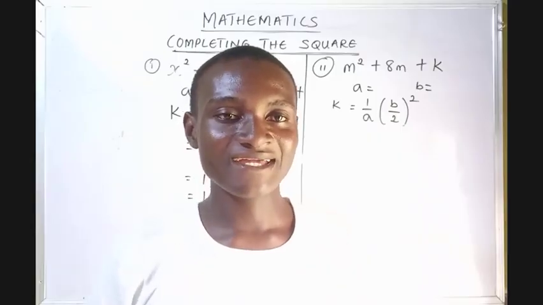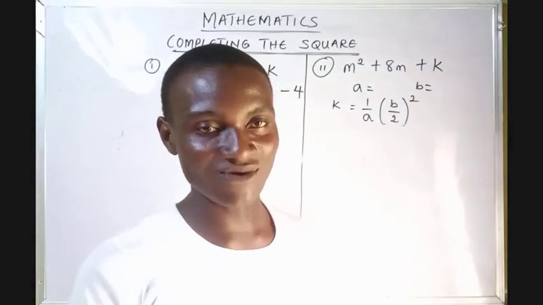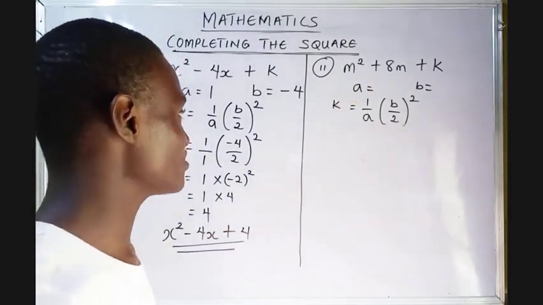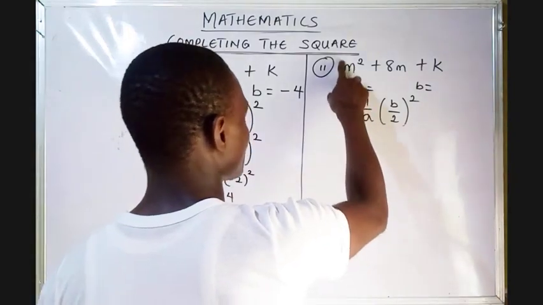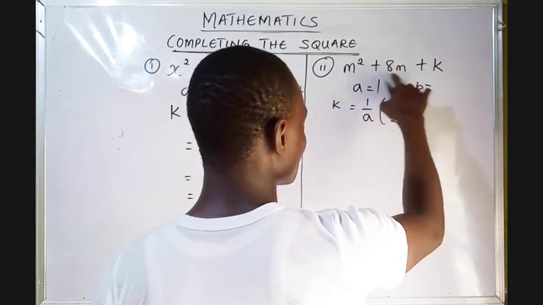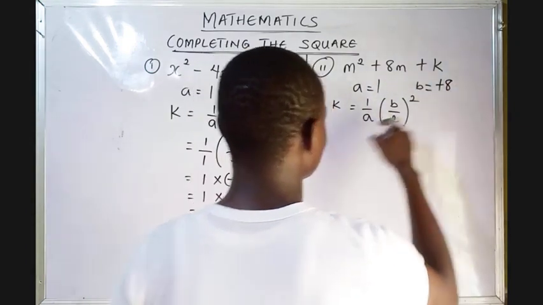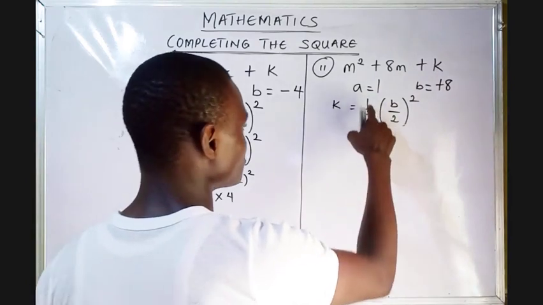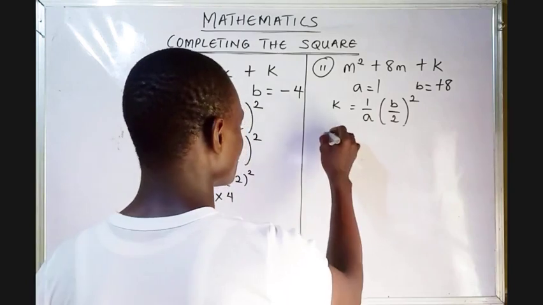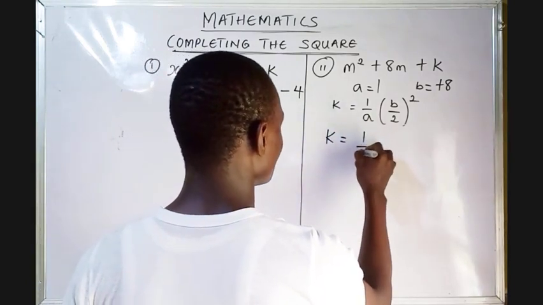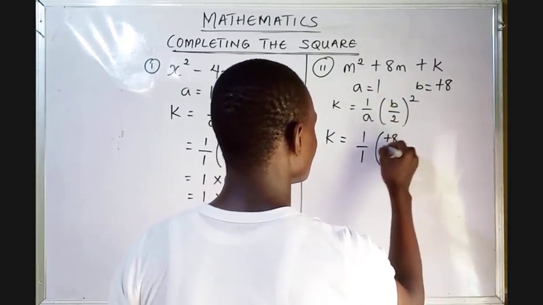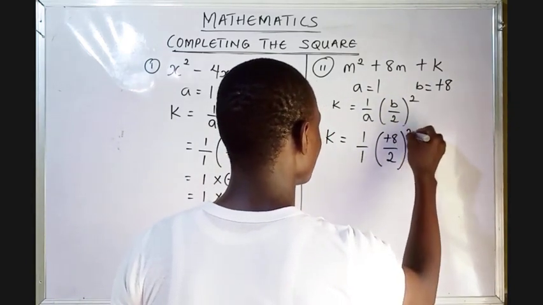Now, let us apply this same model to the second question. We want to know what k stands for to make this expression a perfect square. What is our a? a is the coefficient of m squared, and that is 1. What is b? b is the coefficient of m, which is plus 8. Now, the model for k is 1 over a, bracket b over 2, close the bracket, then you raise it to power 2. This means k is equal to 1 over 1, bracket, what is b? b is positive 8 over 2, to the power of 2.